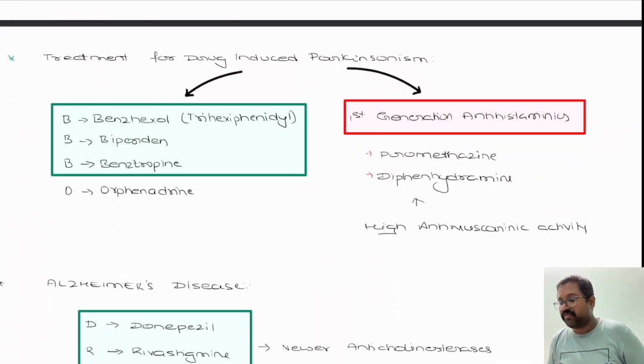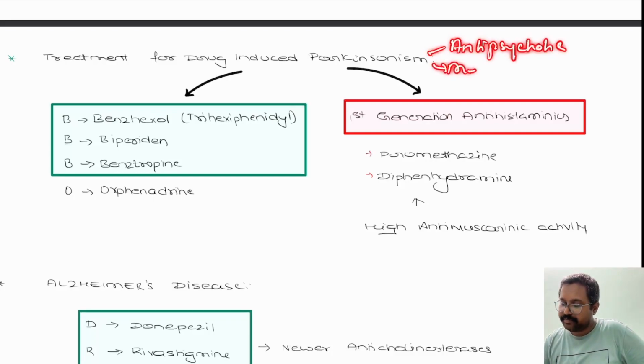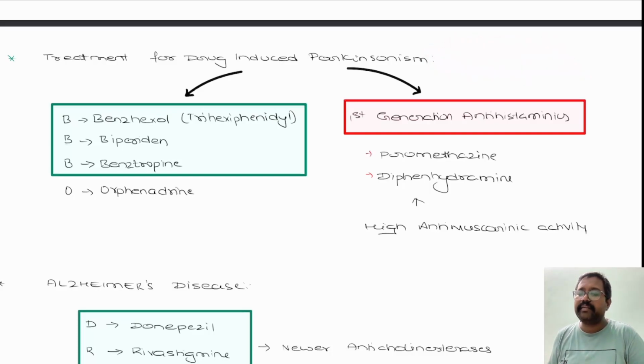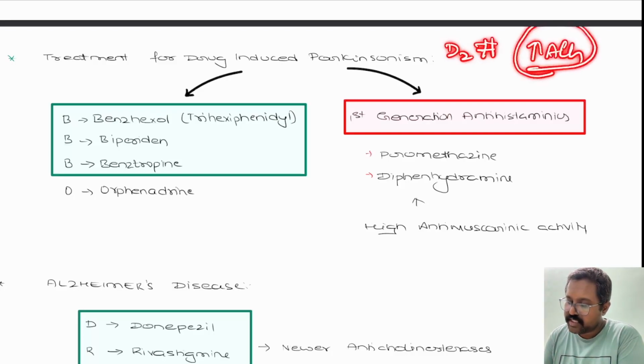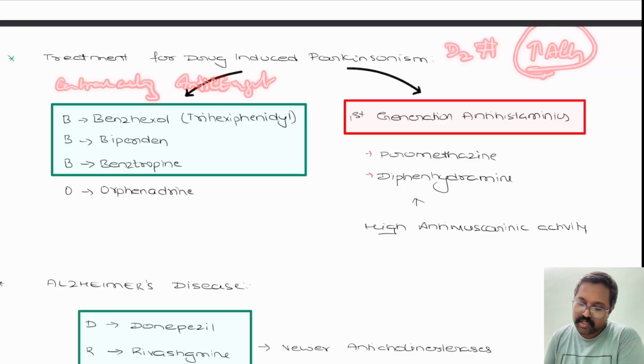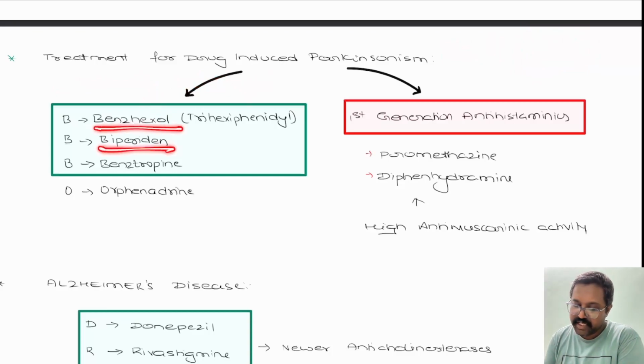So what is the treatment for drug-induced Parkinsonism? What are the drugs which can induce Parkinsonism? You have antipsychotic agents, and we have metoclopramide, etc. So how to treat the drug-induced Parkinsonism? In drug-induced Parkinsonism, D2 will be blocked and the concentration of acetylcholine will increase. Cholinergic activity will be more. To treat this cholinergic activity, you want to use a centrally acting anticholinergic agent. So we have 3 B's, that is benzhexol, biperiden, and benztropine.